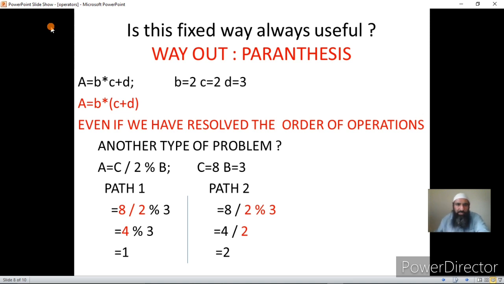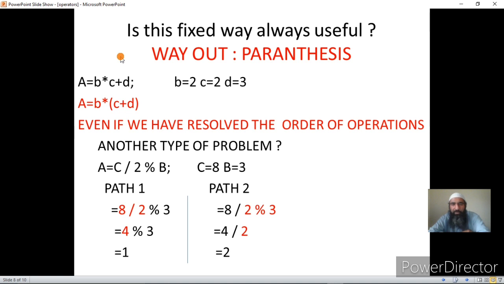Suppose I have an expression like this: A is equal to B into C plus D, and it is a fixed rule that B into C will be done first, then the addition. What was the reason? Because multiplication has a higher precedence than addition. But suppose my programming logic or my problem is such that I want to do addition instead of multiplication. I would always be in a fix, because I was dependent on the C.